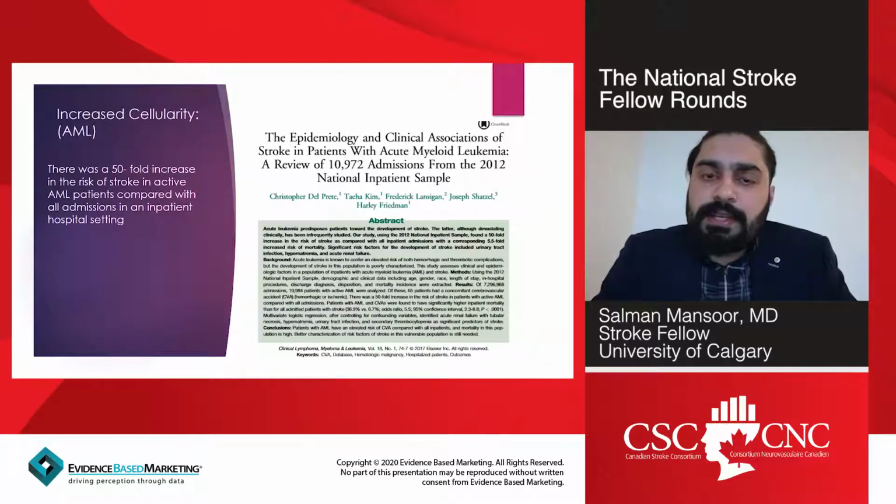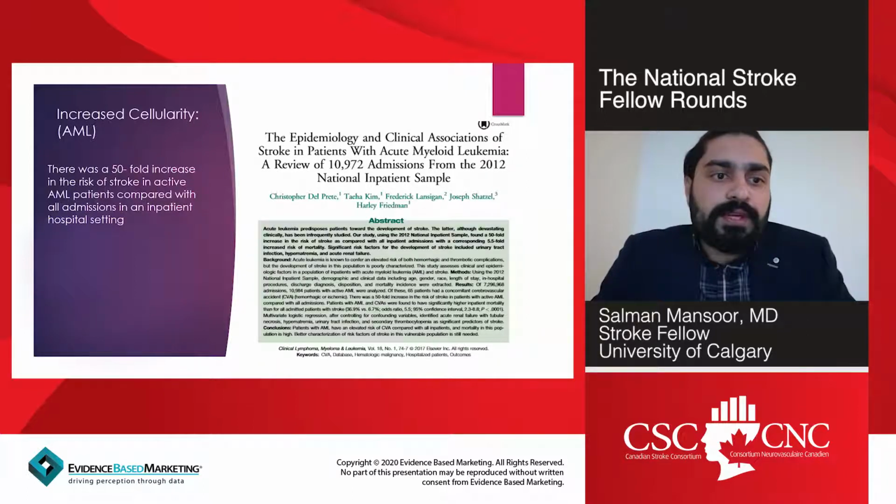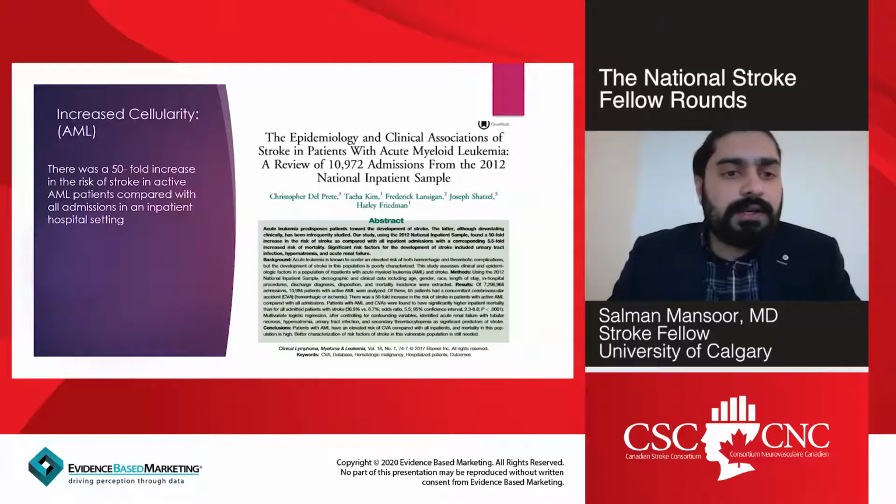There was a study which looked at the epidemiology and clinical association of stroke in patients with acute myeloid leukemia. They reviewed around 10,972 admissions from 2012 in the national inpatient sample in the United States. And there was a 50-fold increase in the risk of stroke in active AML patients compared with all the rest of the admissions in an inpatient hospital setting. And this risk also increased further if these patients with AML had sepsis or a concomitant condition, which would increase the blood viscosity.